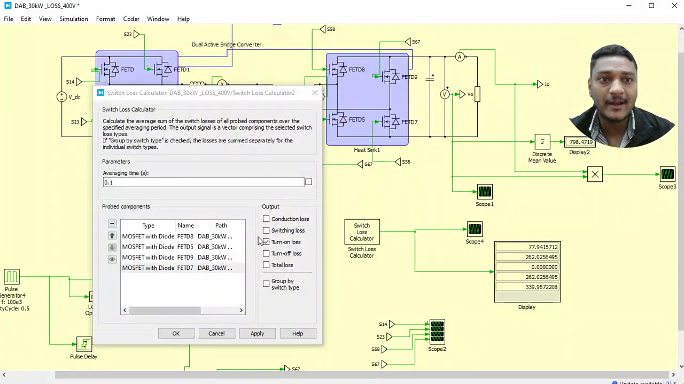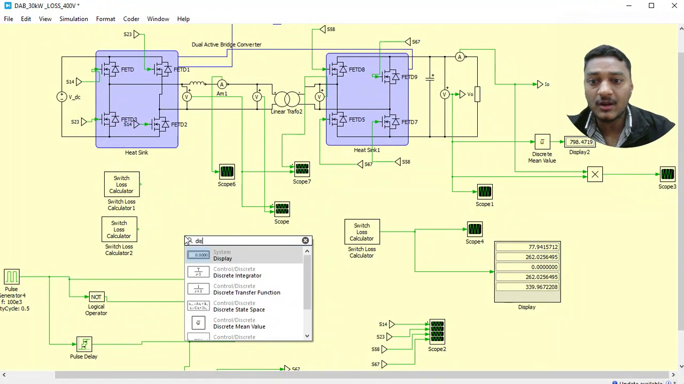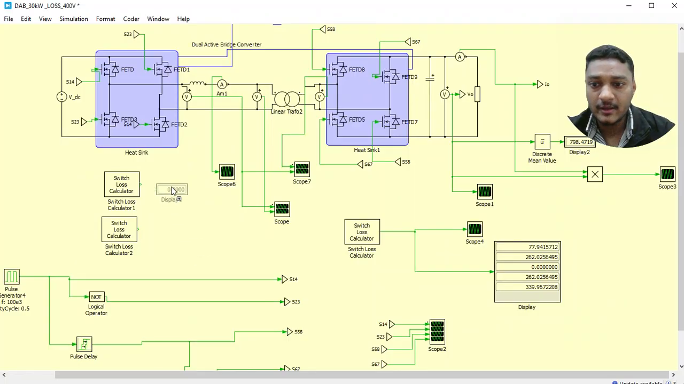So all the four MOSFETs I have taken here, and I just wanted to see the turn on loss. Okay, and then I am going to use a display block to see what numbers we are going to get here. Okay, so just connecting this. It's a very easy platform to use, and sometimes I use this because it helps me analyze a few patterns.